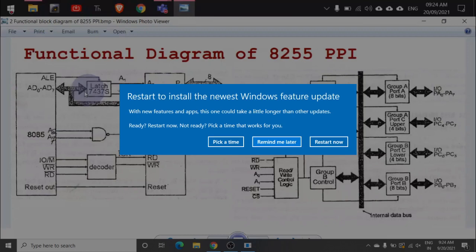So the data bus is connected. Then for the chip select signal, you have some address lines and some decoding logic. This is just a representation. It is not necessary that you always connect a NAND gate. This is just a representation of the address.